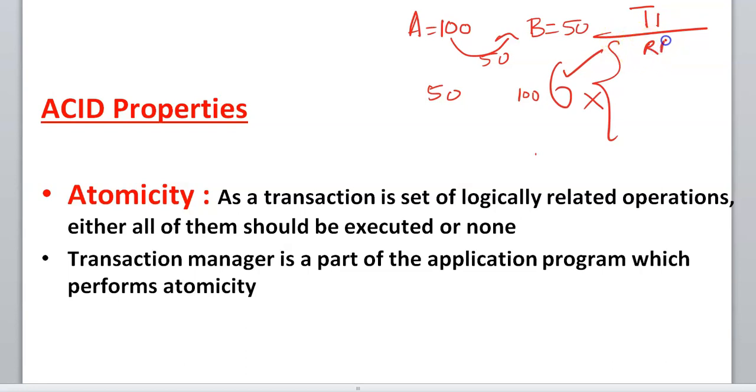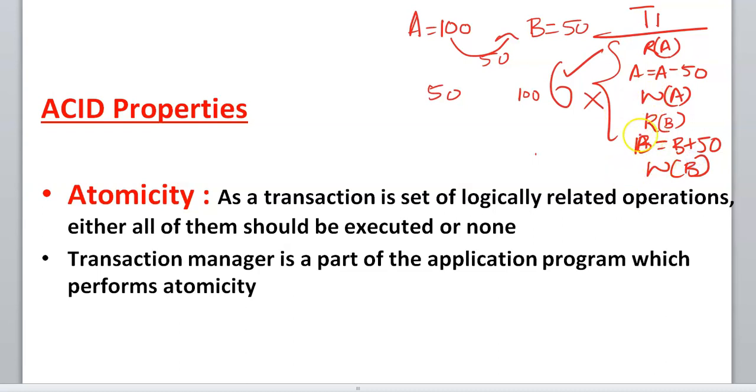So first, to perform that transaction, we have to simplify it into operations. What are the operations needed to perform this transaction? First we'll read A, then we deduct rupees 50 from A, then we write the updated balance back to A. Then again we'll read B, we'll add that amount, B equals B plus 50, and then we will write back to B. These are the 6 operations needed for this transaction T1.